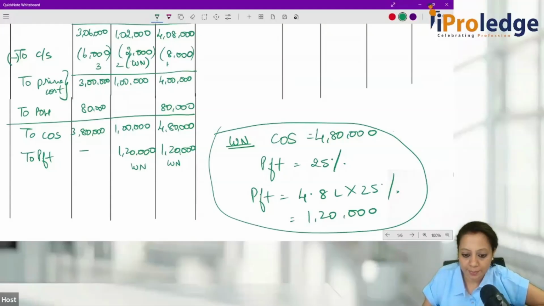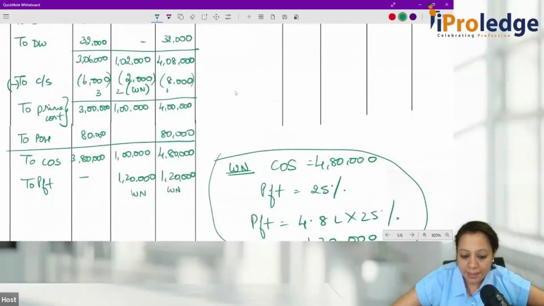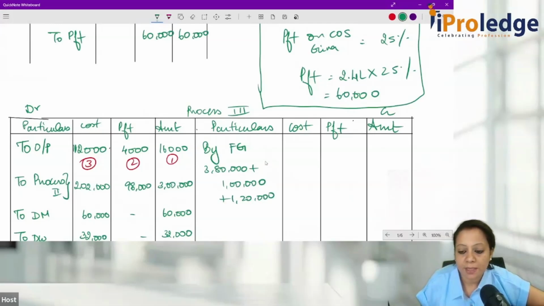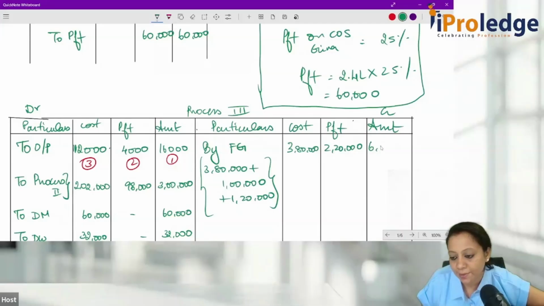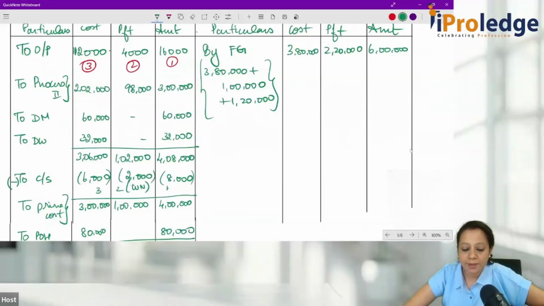Shall we proceed? Okay. So now here we will write down by FG because it is not going to next process, it is going to FG. So the amounts are 3,80,000 plus 1 lakh plus 1,20,000. So that means we will have 3,80,000 in the cost, 2,20,000 in the profit, and is it 5 lakhs? 6 lakhs, right? Thank you. So this is done, everyone.